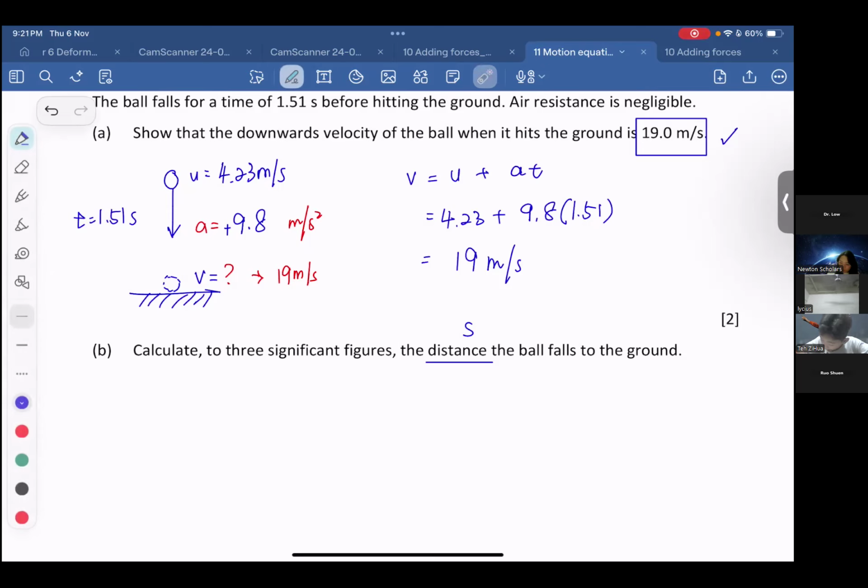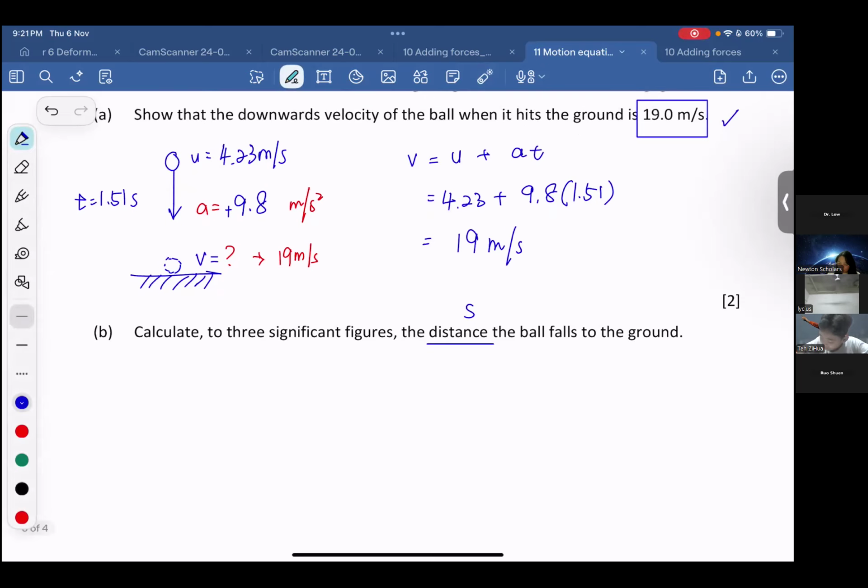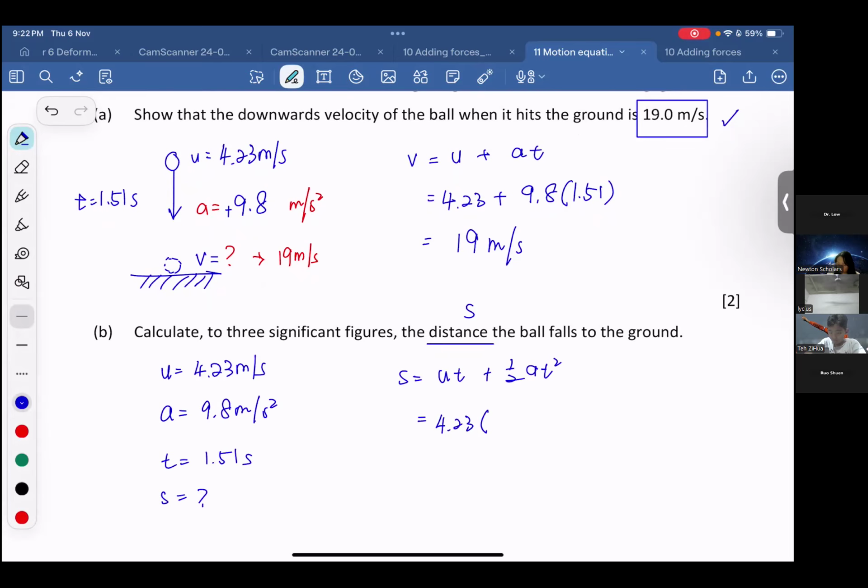Okay, boys and girls, as I mentioned, U is equal to 4.23 meter per second. A is confirmed 9.8 meter per second square. Time is also confirmed, 1.51 second. Then we want to find S. What formula? S equals UT plus 1 over 2 AT squared. So the answer should be 4.23 times 1.51 plus 1 over 2, 9.8 times T squared, 1.51 squared.